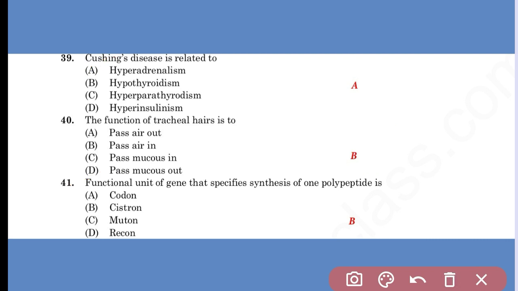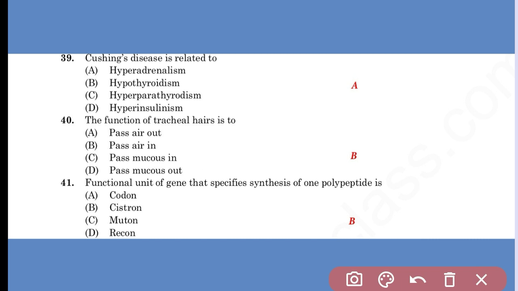The next question: functional unit of a gene that specifies synthesis of one polypeptide. One polypeptide is synthesized or coded by one cistron. One cistron, one polypeptide. Cistron is a minimal genetic unit which is responsible for formation of one polypeptide. Codon: the codon is read on mRNA. It is triplet in nature, having 3 nucleotides, and gives synthesis of one amino acid.